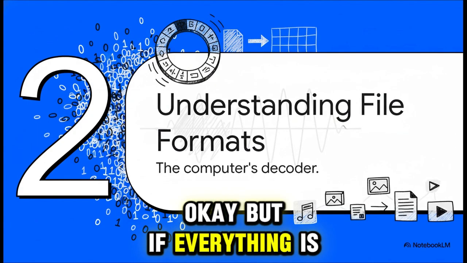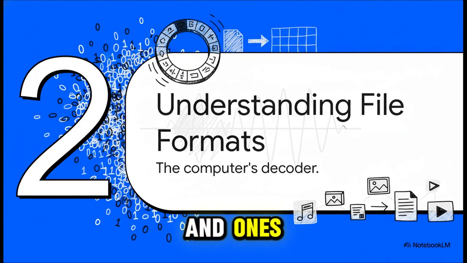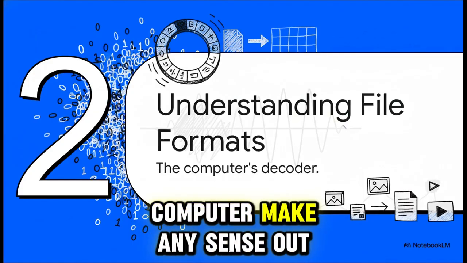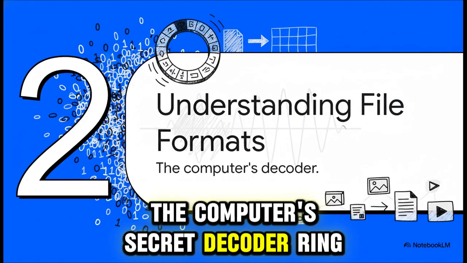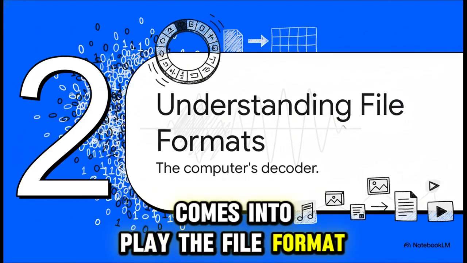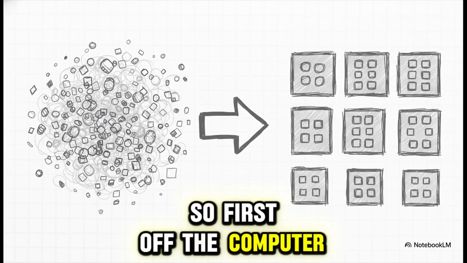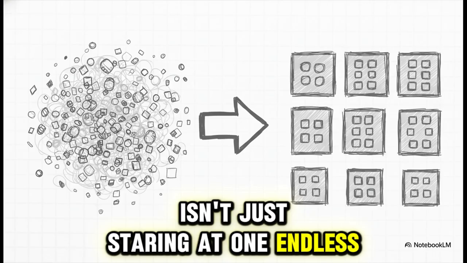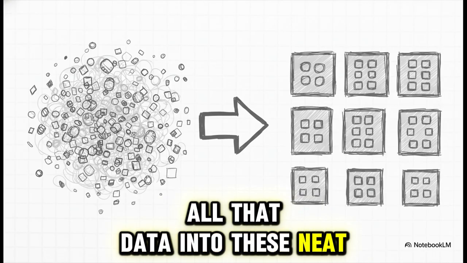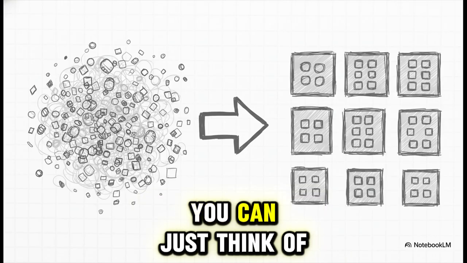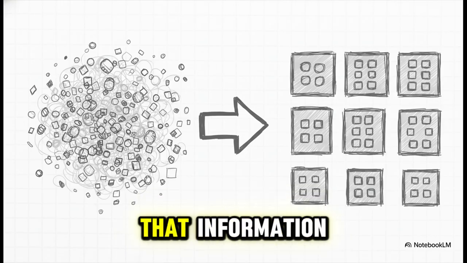Okay, but if everything is just a giant jumble of zeros and ones, how on earth does the computer make any sense out of it? Well, that's where what I like to call the computer's secret decoder ring comes into play: the file format. So, first off, the computer isn't just staring at one endless, chaotic stream of numbers. It's smart enough to group all that data into these neat little packages that we call files. You can just think of them as containers for all that information.